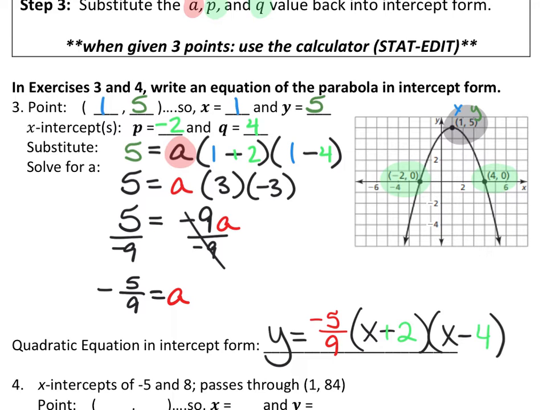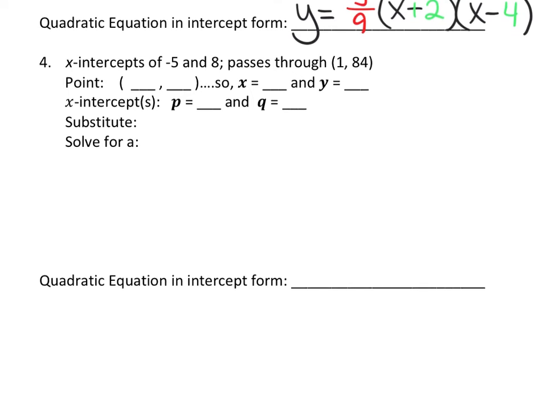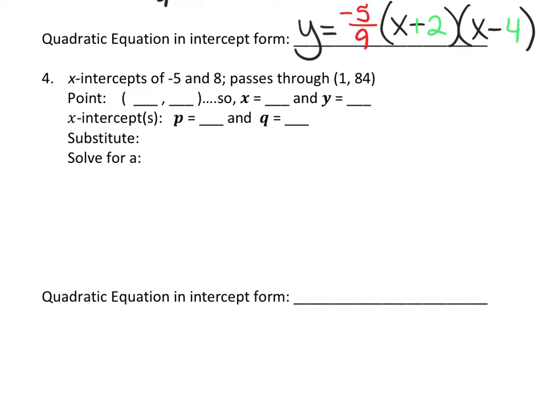Can we do an example together? Great. This time you're not given a graph, you're just given the information. It says you have an x-intercept of -5 and 8. What 2 letters is that? P and Q. I'm going to highlight mine green because that's what I've been using for P and Q. So here's P and here's Q. And it says it passes through the coordinate point 1, 84.